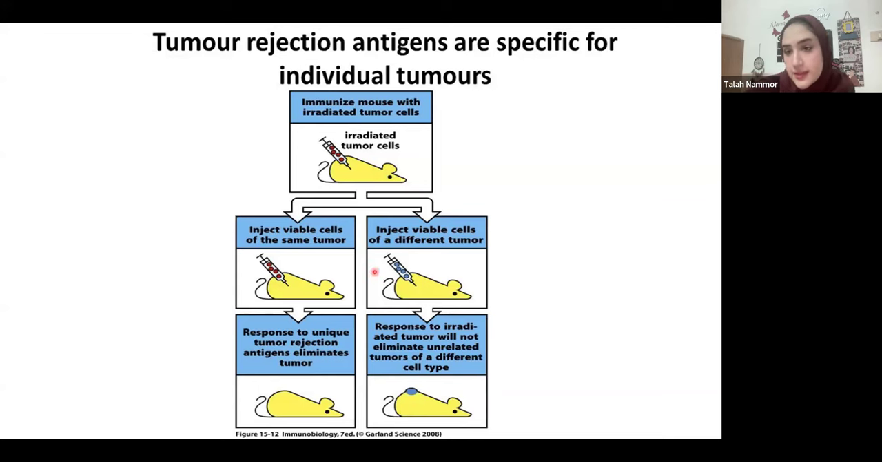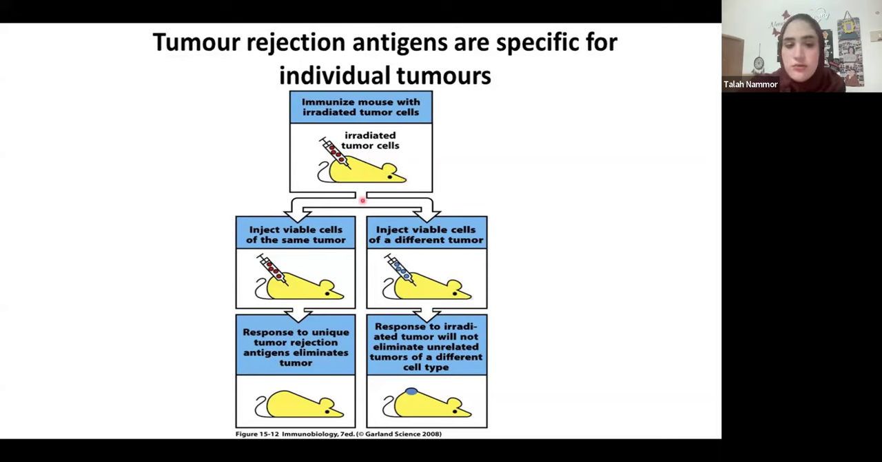So what did they do in this experiment? They got tumor cells, and before anything, they got irradiated tumor cells and injected them into a mouse, and then they left the mouse. Later on, they got the same tumor and injected it again into the same mouse. An important thing to know is that the first time they did this, the mouse did not get cancer. It didn't get anything.